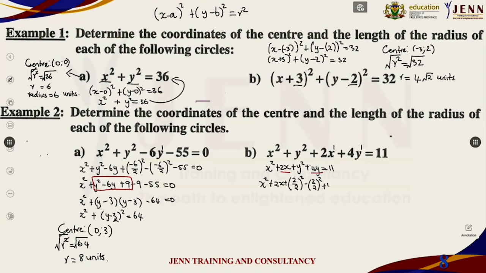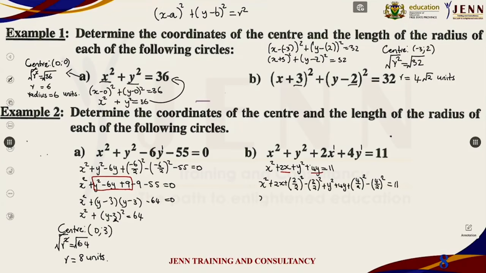I come to y. I say y squared plus 4y plus, I take the coefficient of the variable that has an exponent of 1, which is y. What is the coefficient of y? That will be 4. I say open bracket 4 divided by 2 close bracket to the exponent of 2, minus open bracket 4 divided by 2 close bracket to the exponent of 2, equals 11.